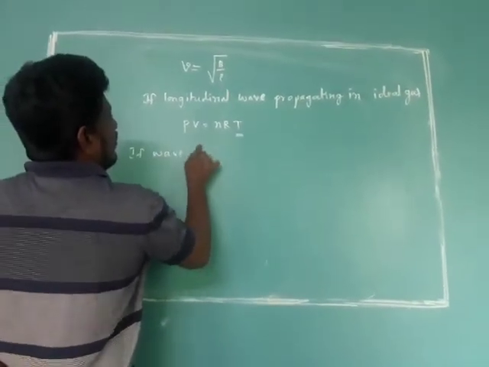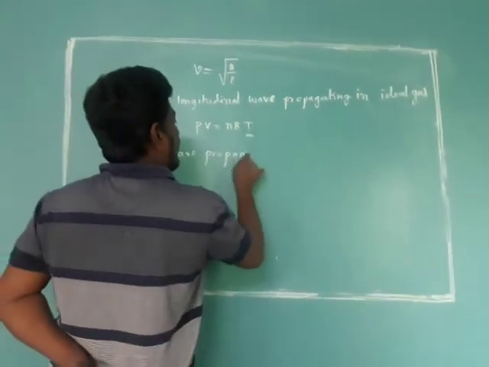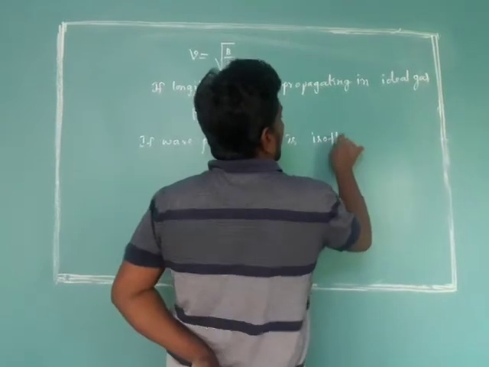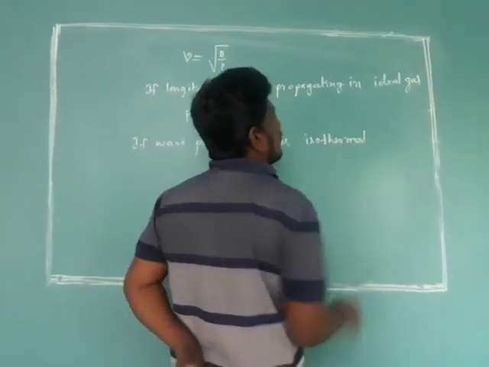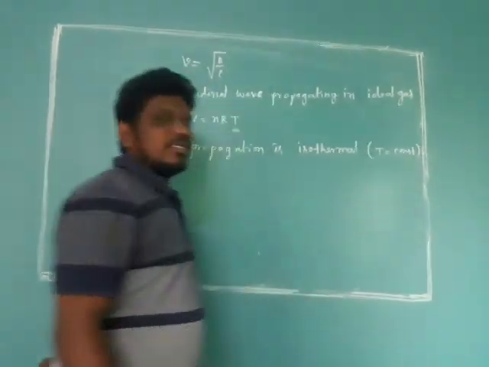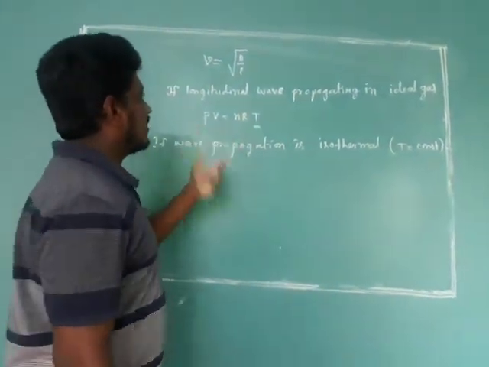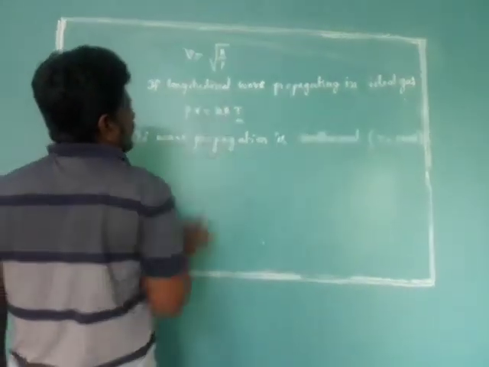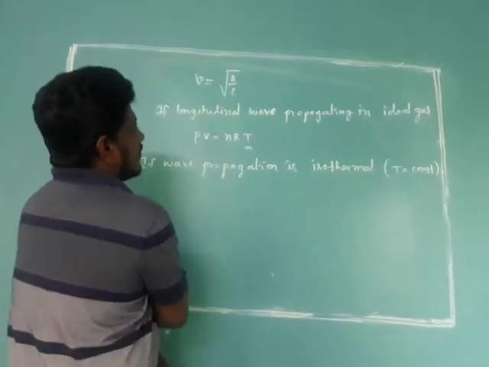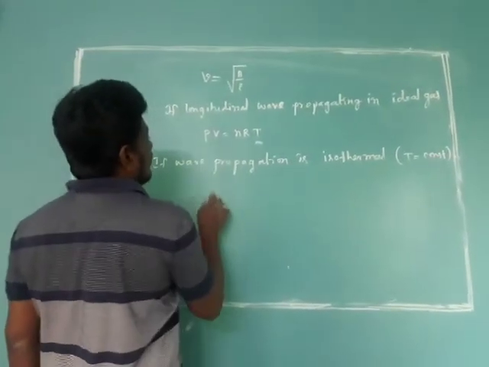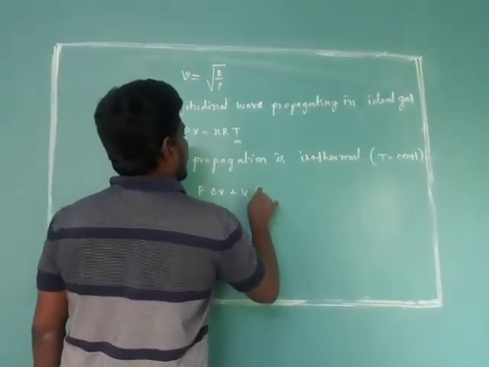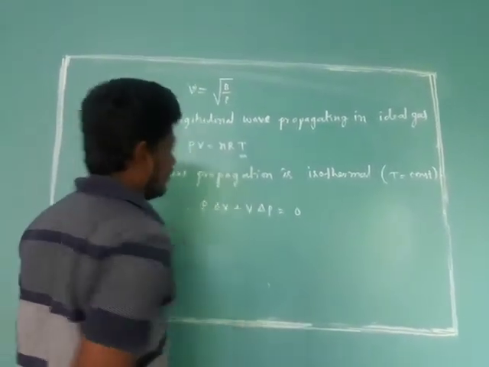If wave propagation is isothermal. Isothermal means you know that T remains constant, temperature remains constant. If temperature remains constant, so how this equation is changing? If you differentiate this, then you will get P delta V plus V delta P is equal to 0.